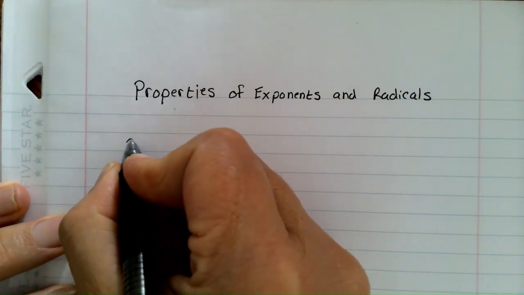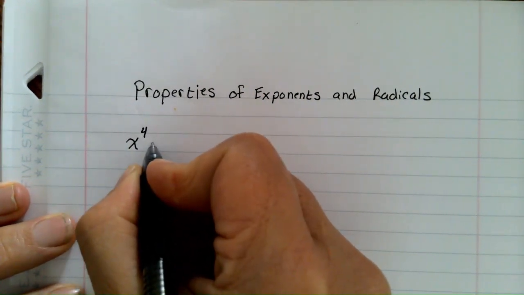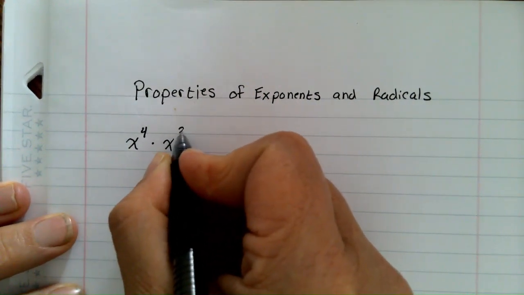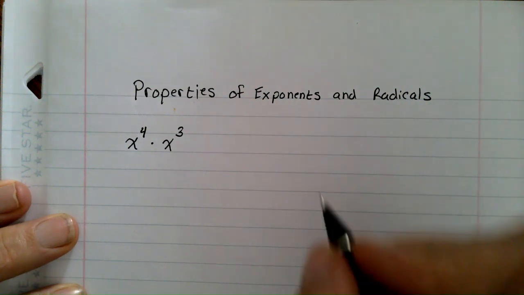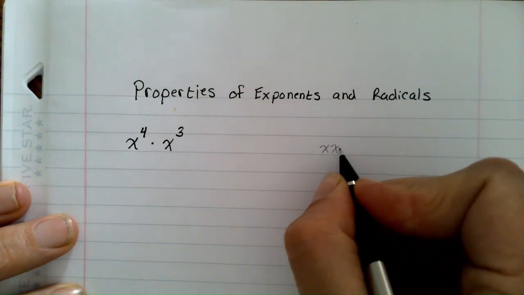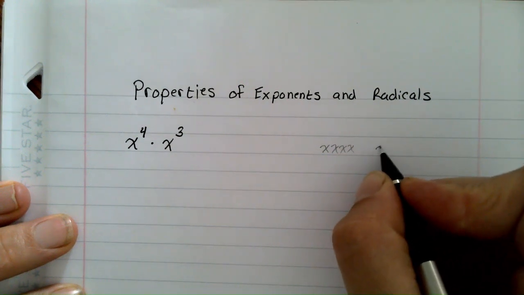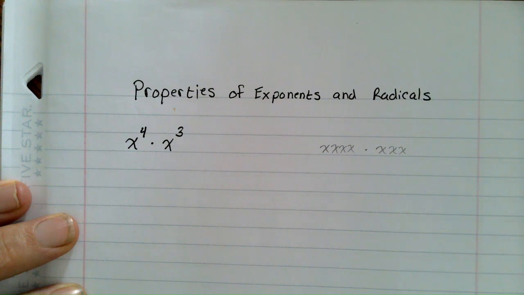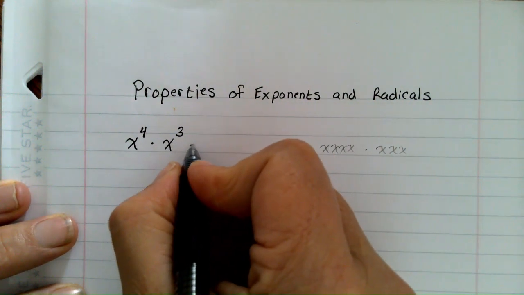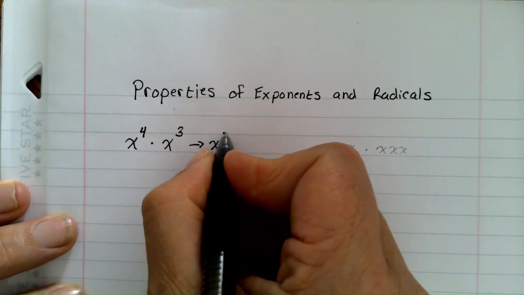So let's look at, say, x to the fourth being multiplied by x to the third. I always told my junior high students that if they were ever worried about what the answer was, when in doubt, write it out. So we have x, x, x, x, x, x, x. They're all being multiplied together. So the simpler way of saying this is that it is x to the seventh.